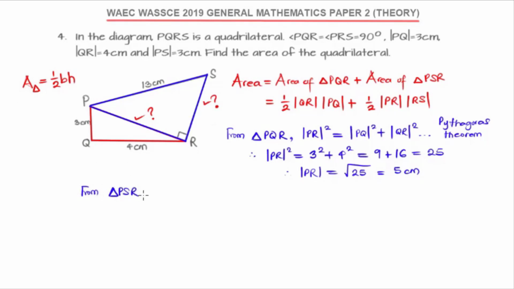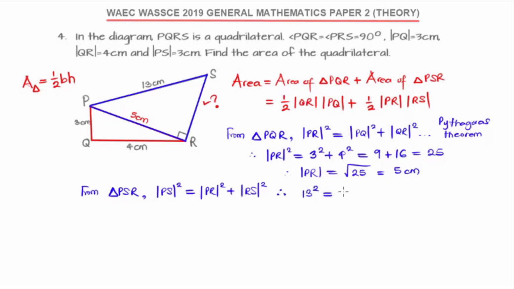But that's not the only thing we are needing. We also need the side SR. Now, from the triangle PSR, we can see that PS raised to the power 2, PS is the hypotenuse, okay, the longest side, is equal to the sum of the square of the other two sides, PR raised to the power 2 plus RS raised to the power 2. We just got our PR to be 5 centimeters, so that's no longer an unknown. We can write it out. This is 5 centimeters, okay? So we are looking at the side RS, and we are using this Pythagoras theorem to find the side RS.